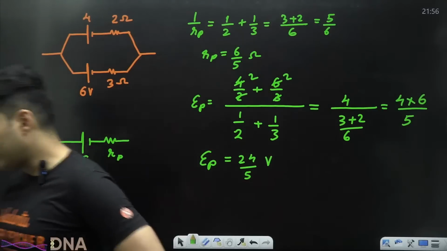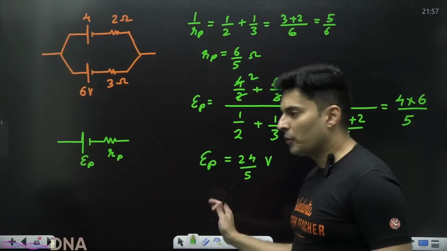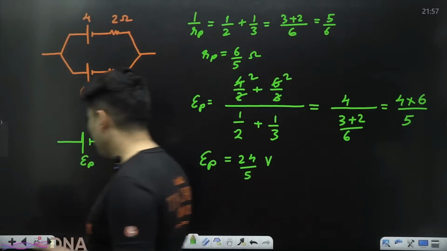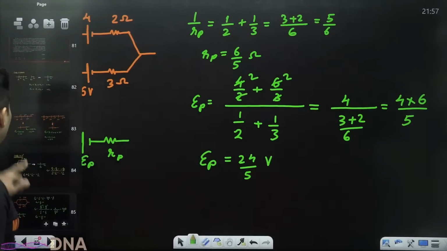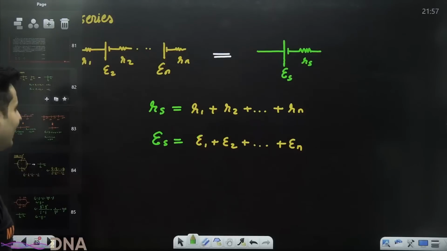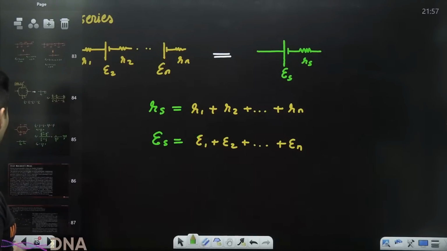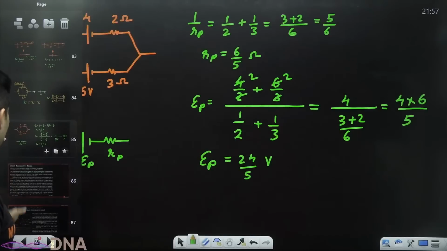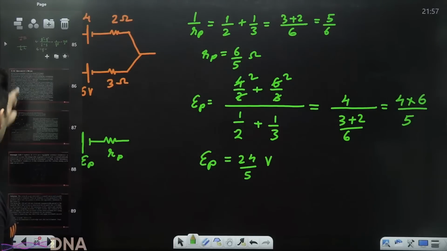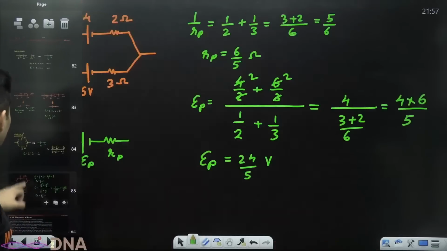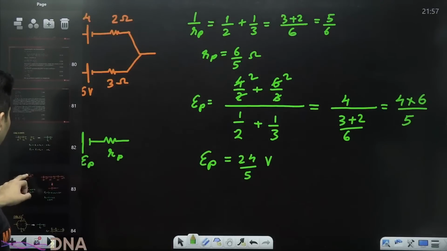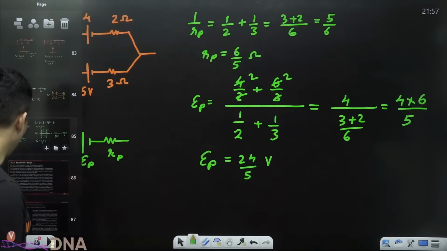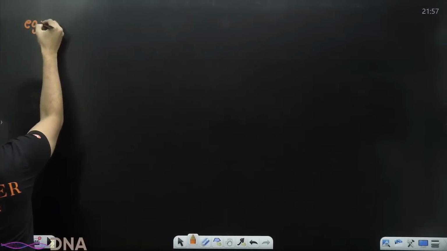Understood? Clear how to do these kinds of problems whenever you have to find equivalent EMF, either in parallel or in series. Great. So we are now coming to Kirchhoff's rules after finding equivalent EMF. Let me show you some more examples so that you are properly getting that confidence. Let me show you one simple example right over here of cells and everything.